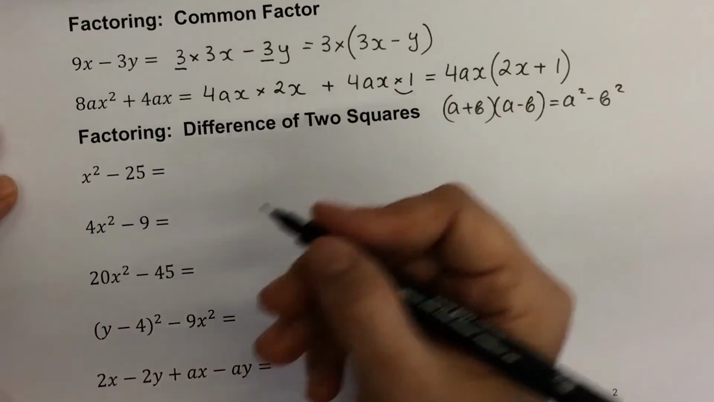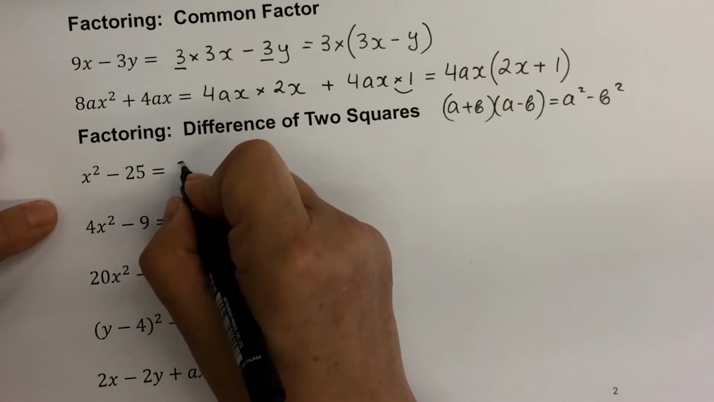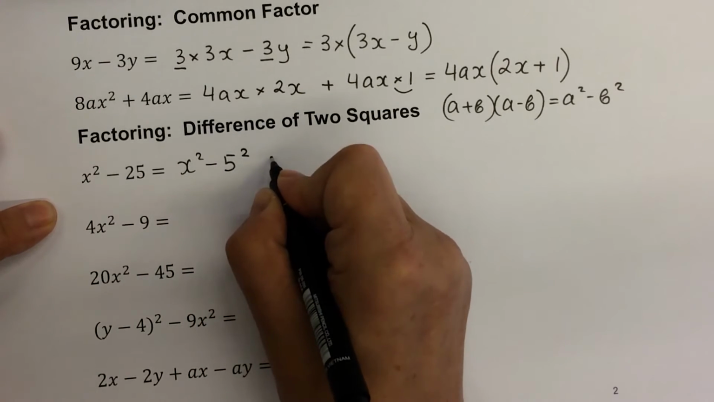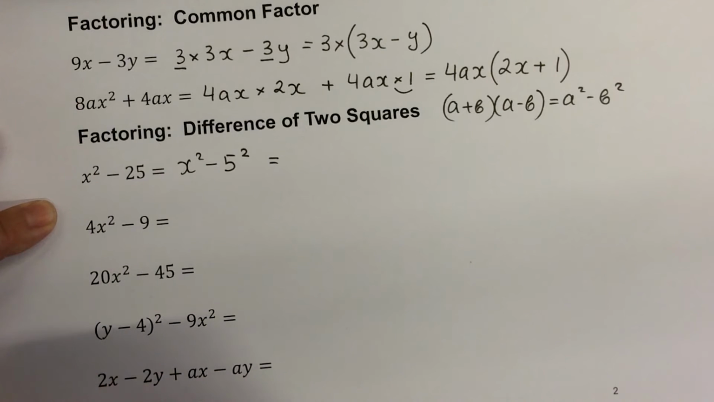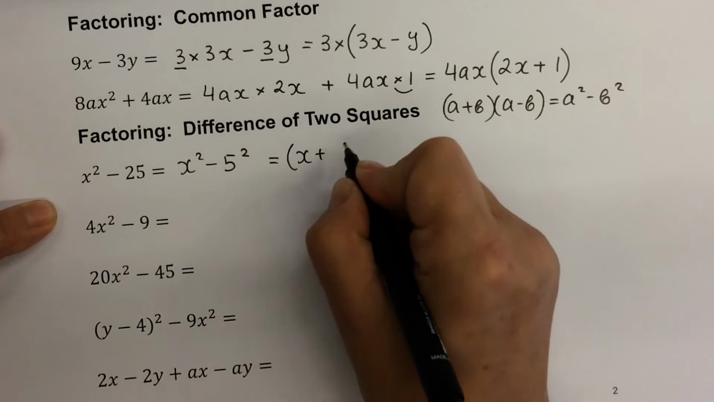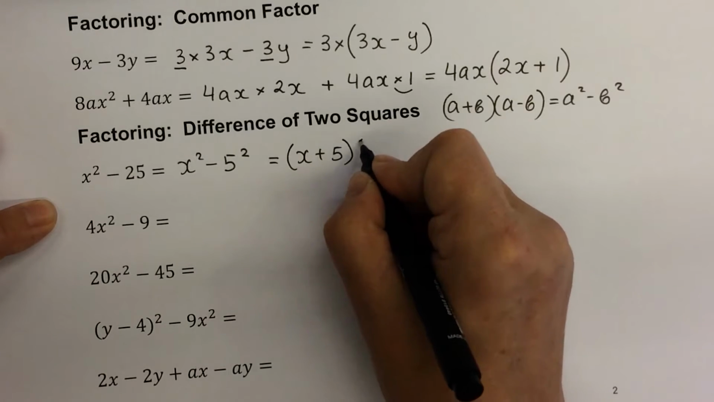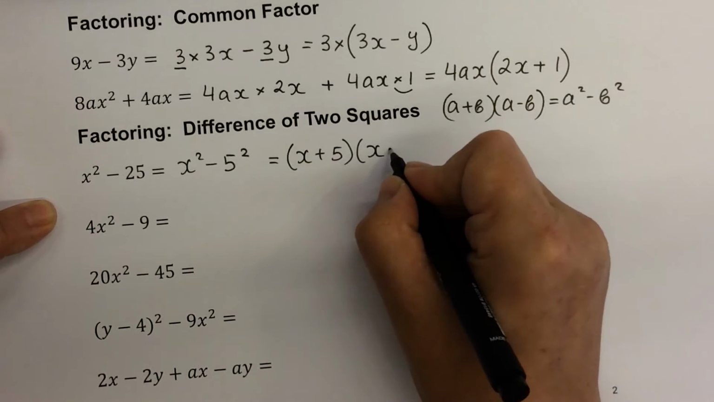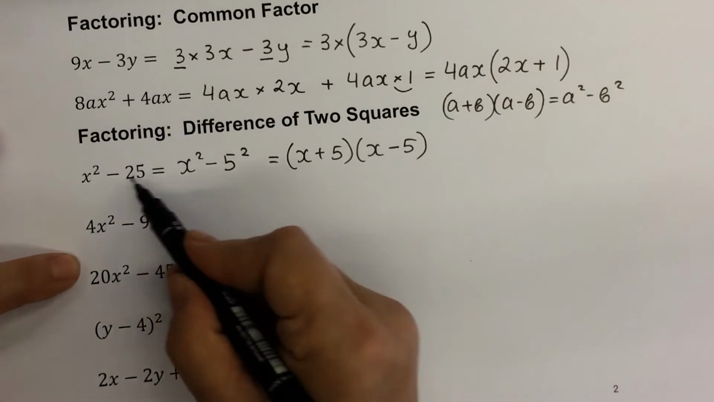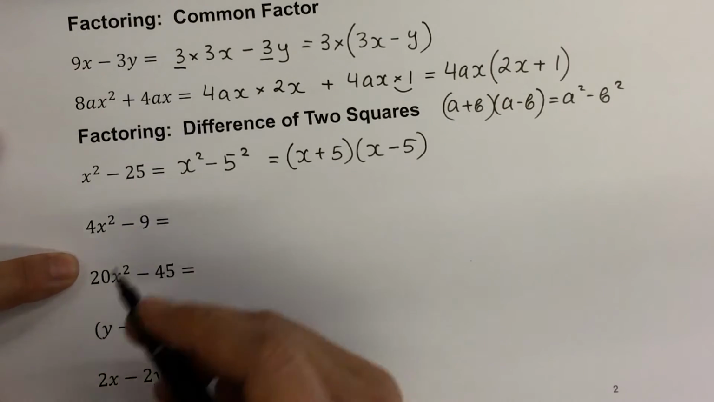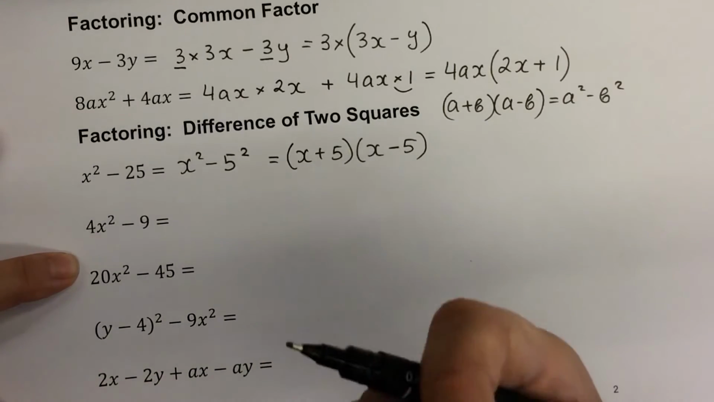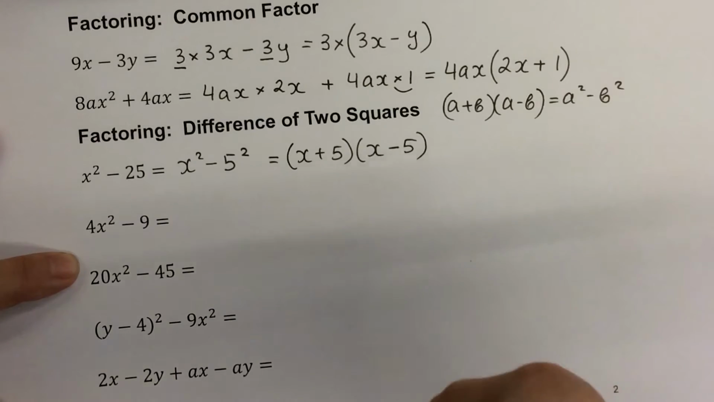Okay, the first example is very simple. So we have x squared minus 25, or 5 squared. Now we can apply the formula. That would be first term plus second term, times first term minus second term. Easy.